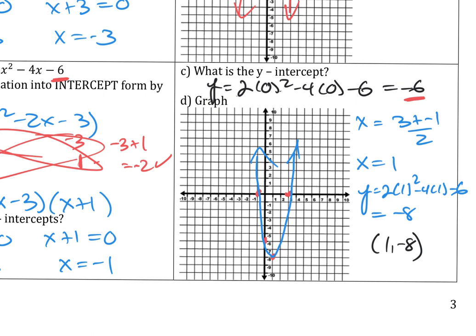I then graphed all of my points. You can see that I graphed my two x-intercepts at negative 1 and at positive 3. I then graphed my y-intercept down here at negative 6, and I graphed my vertex of 1 and negative 8, and I connected all of my dots.